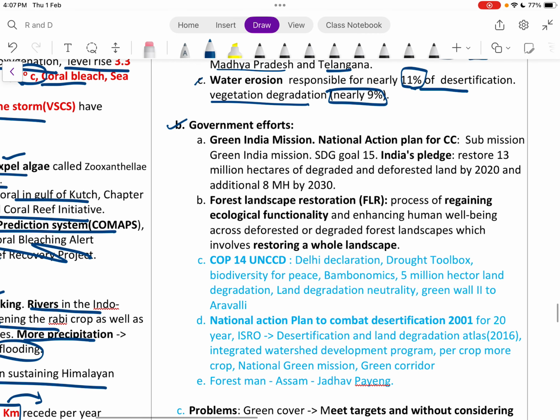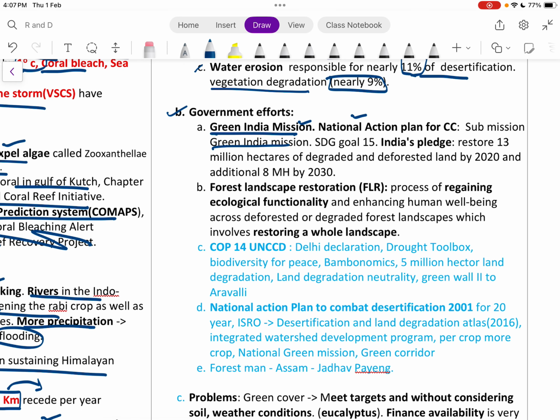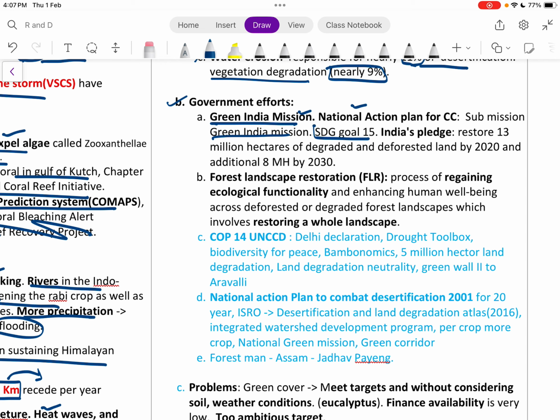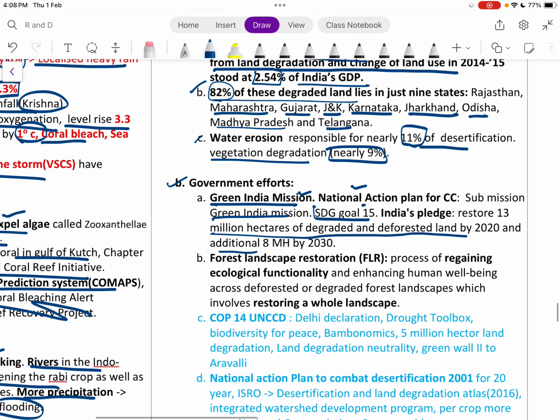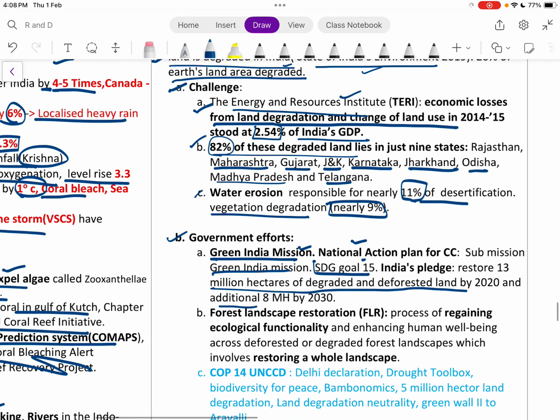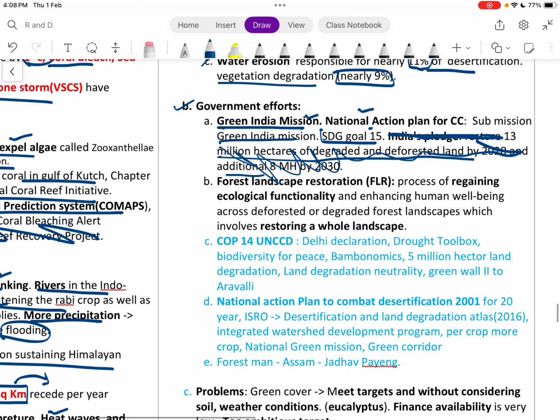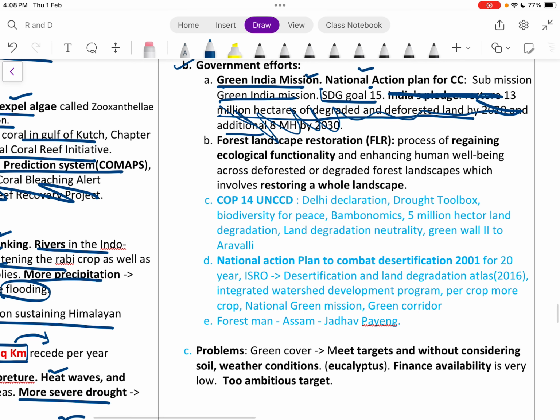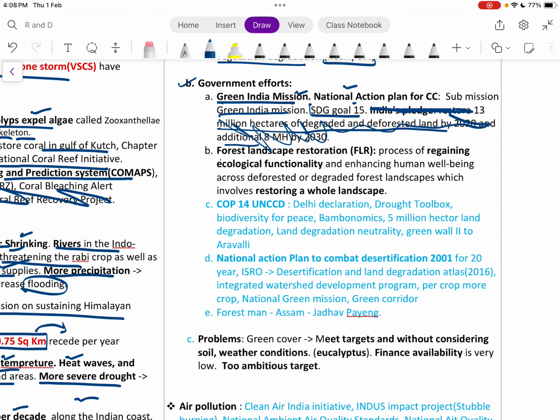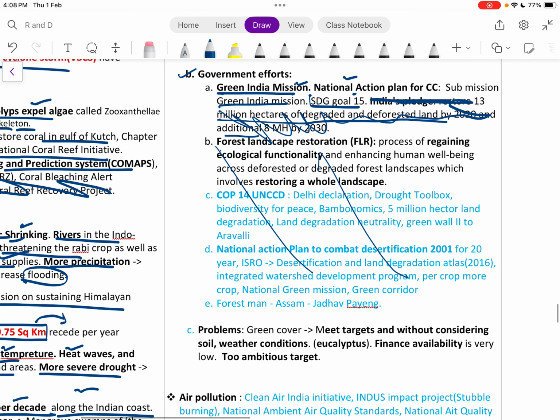Government efforts: Green India Mission, National Action Plan for Climate Change, Sustainable Development Goal number 15. India's pledge to restore 13 million hectares of degraded deforested land by 2020, and additionally this, which is almost at 28 million hectares, if I'm not wrong. This is older news, National Forest Landscape. So this is all older news, so you need not remember this anymore.